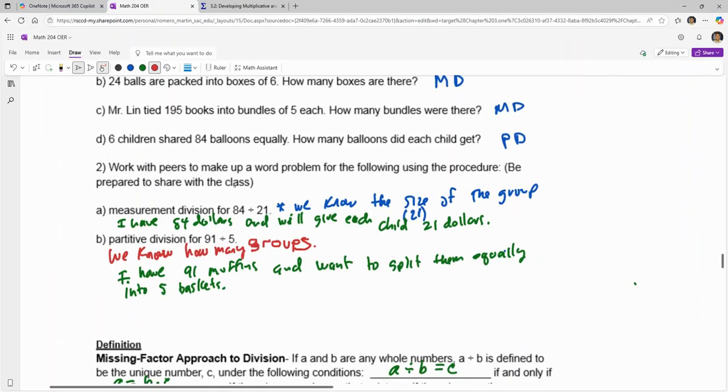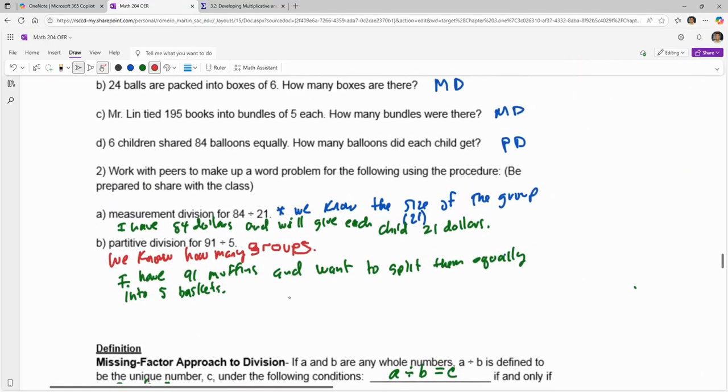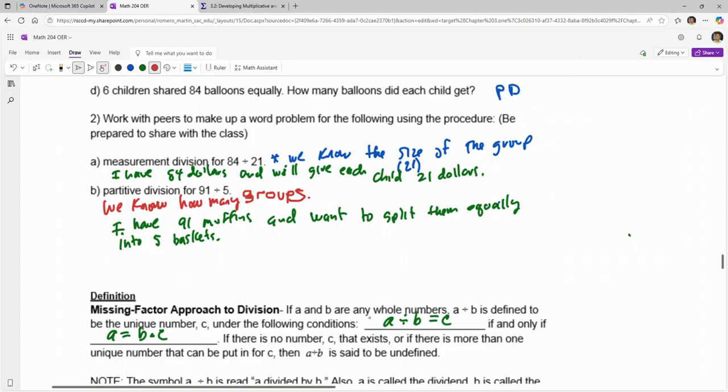On two, you want to make up your own example. Try it. Go ahead. These are two examples to match up. In one, we know the size of the group, 21, and how many children get money. And in this case, we know how many groups there are: five groups, 91 muffins, and I want to split them equally into five baskets. So how many go into each one? That would be a partitive, fair share problem.